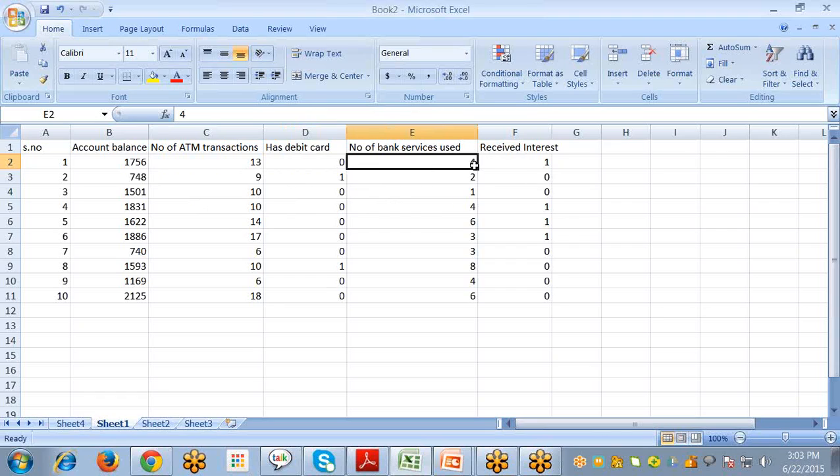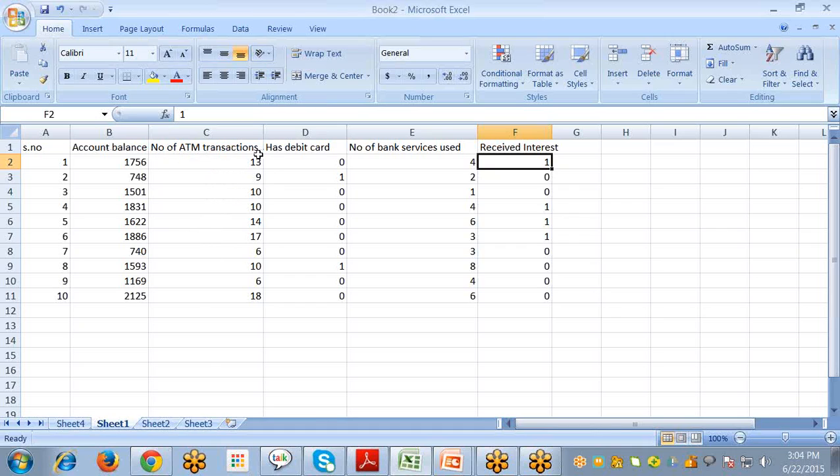So it will show that 4 services of the bank are used by this account, and 2 services by this one, and so on. And lastly, there is receive interest, where 1 means getting interest and 0 represents that no interest will be paid to this account. So first I'm explaining the simple linear regression, so I only require one independent variable.